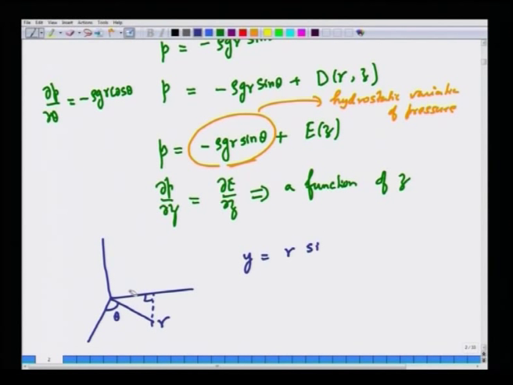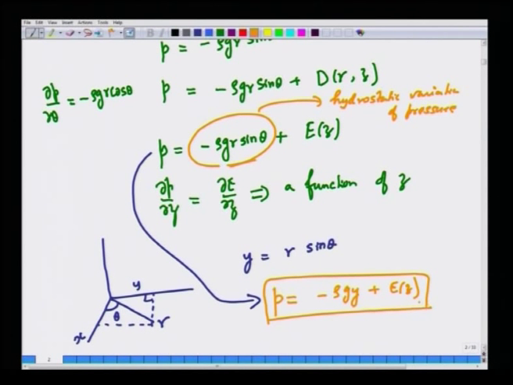So this is x, this is y. If I want to know what this is in terms of r, x is r cos theta, y is r sin theta. So if I rewrite the pressure, the pressure becomes minus rho g r sin theta, plus a function of z.